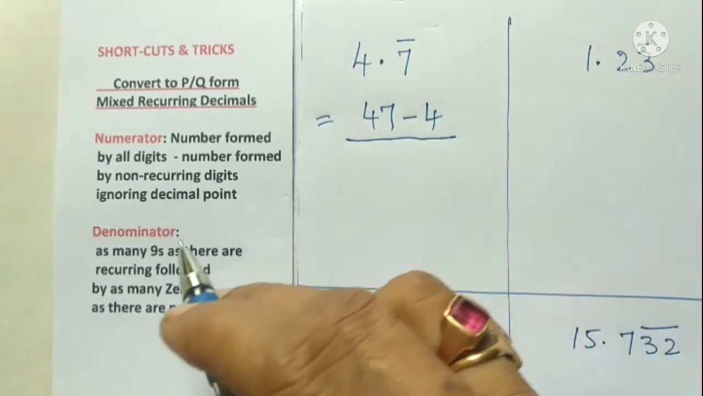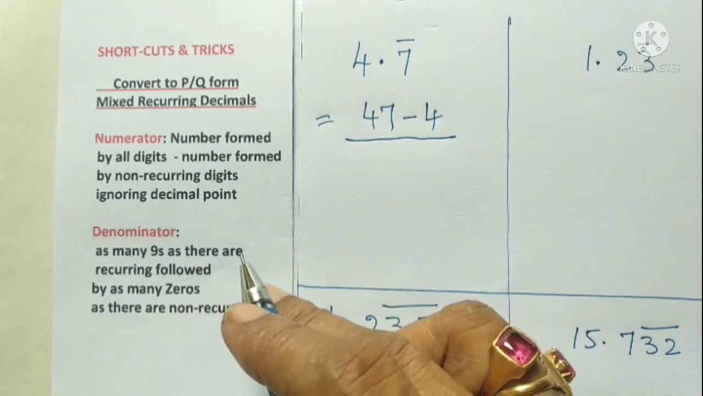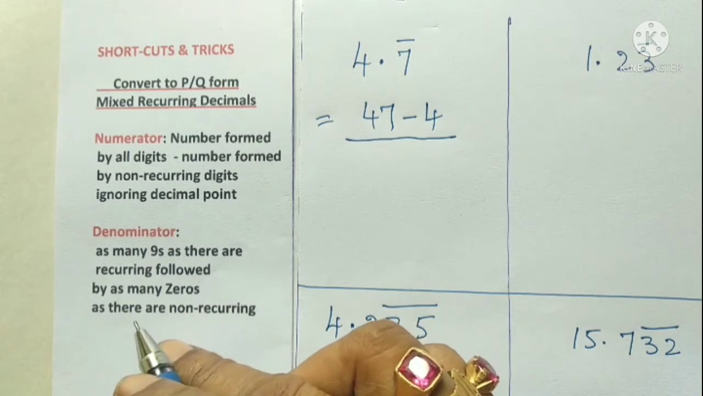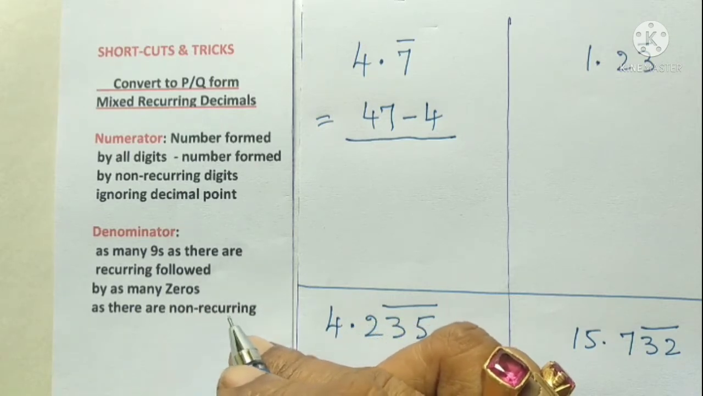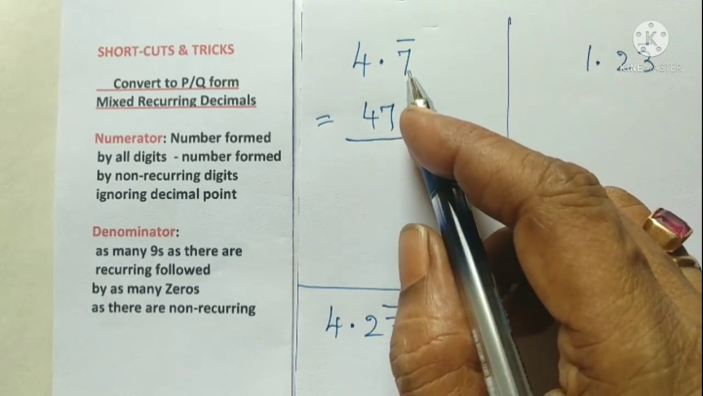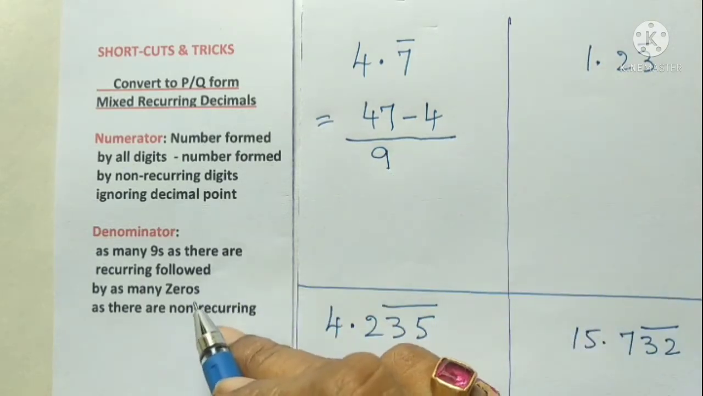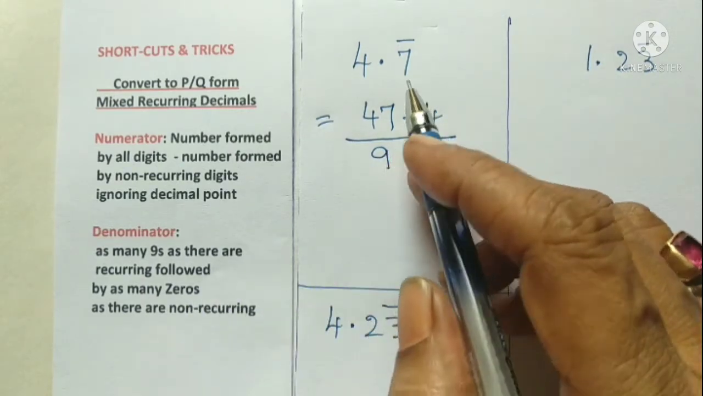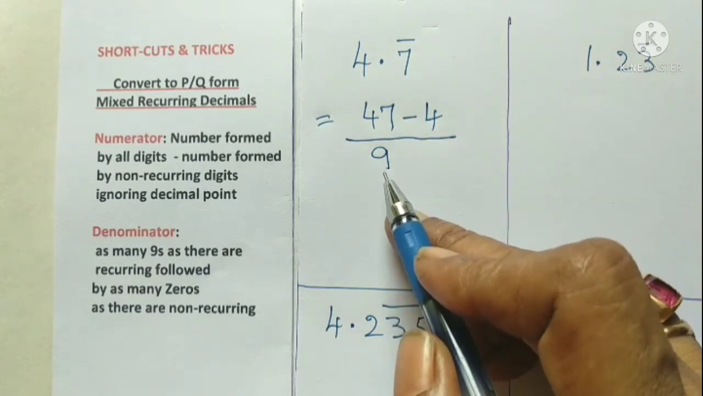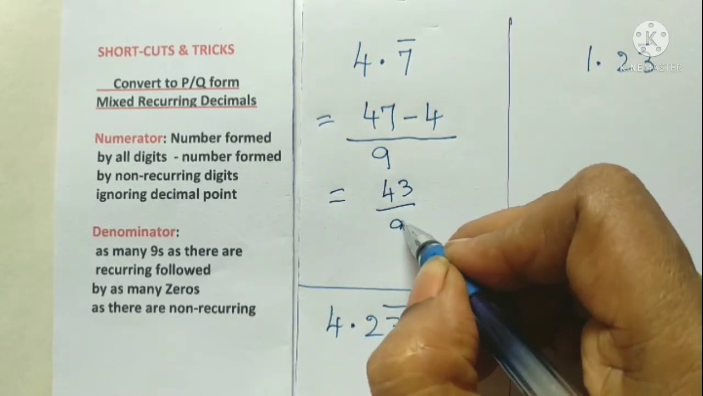By, what about the denominator? As many 9s as there are recurring, followed by as many zeros as there are non-recurring. So in this, how many digits are recurring? Only 7 is recurring. So we take only one 9, and as many zeros as there are non-recurring. We don't have any non-recurring digit. So only 9 you have to write. So the answer will be 43 by 9.